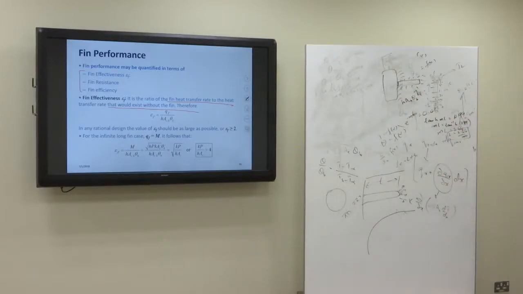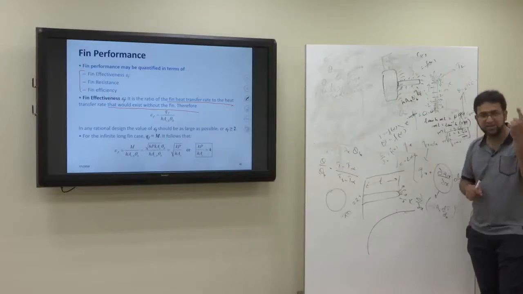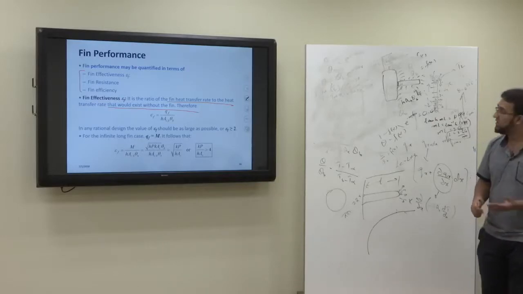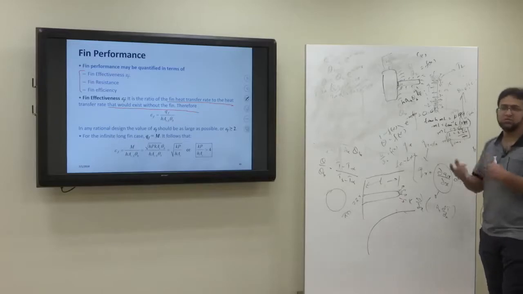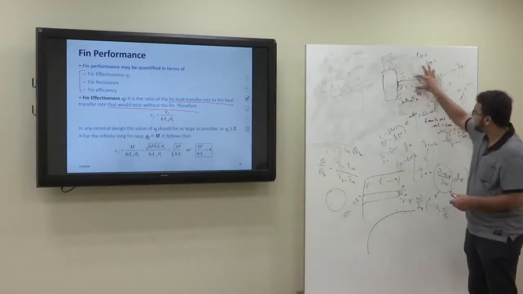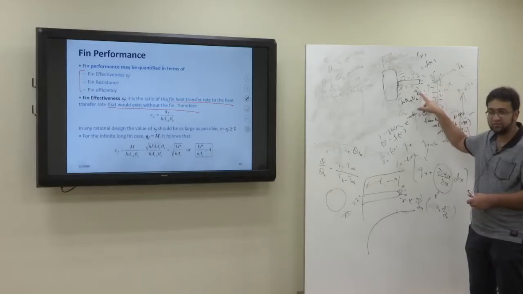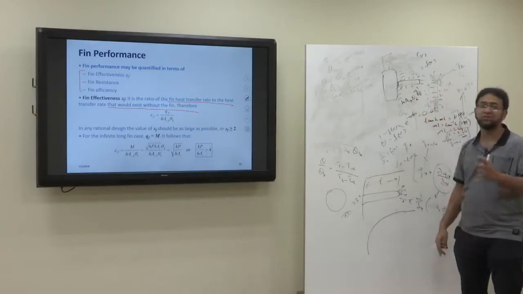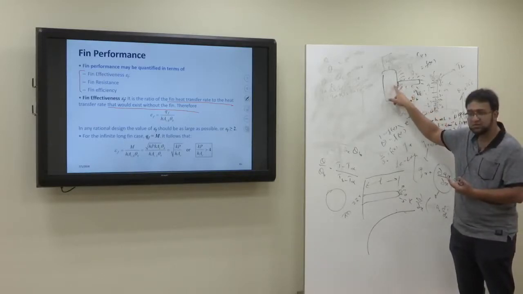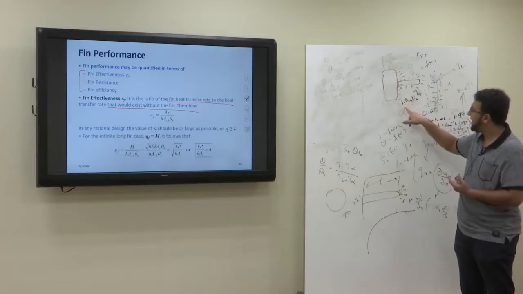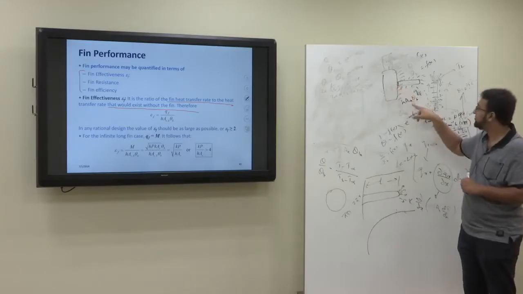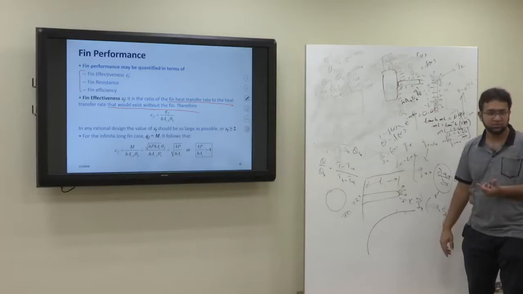Is it clear? So fin effectiveness is what? Heat transfer by the fin divided by heat transfer if the fin was not there. So it is a heat ratio, the ratio of two heat transfers. So it will be just a number, no unit. So heat transfer by the actual fin, suppose this is QF, divided by heat transfer if the fin was not there. If the fin was not there, then the heat transfer would be only from this surface, so that is the base. So it will be h, area, cross-section area of the base, here, this area, A_CB, into theta B, T_B minus T infinity. Is it clear?